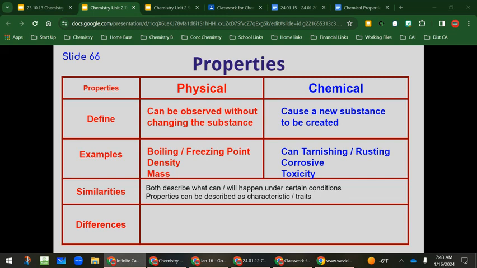So what is the biggest difference between a chemical and a physical property? Okay, but again, that's a similarity, that they can be observed. What is the difference between them?